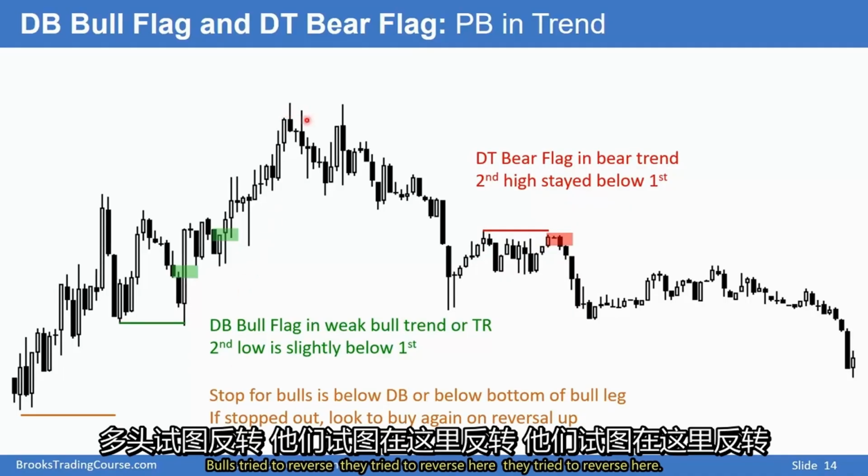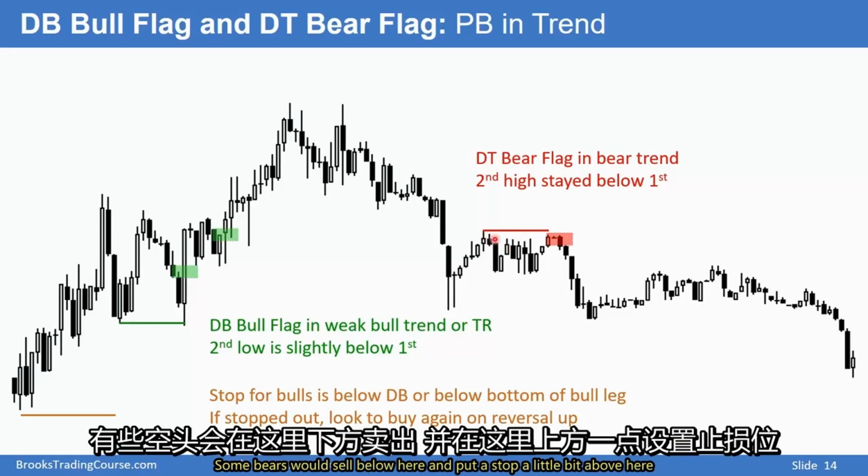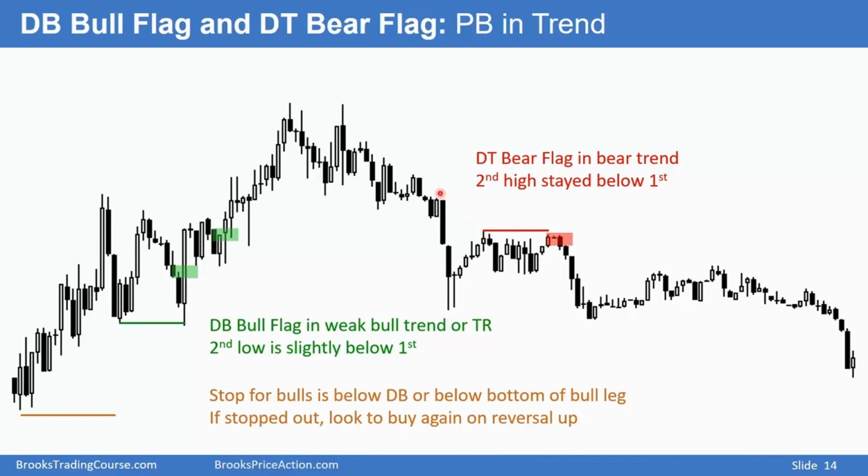An early bear trend, bulls tried to reverse, they tried to reverse here, they tried to reverse here. We got close to that high. To me, it's a double top. This is a small double top here. Some bears would sell below here and put a stop a little bit above here, maybe above the sell climax.